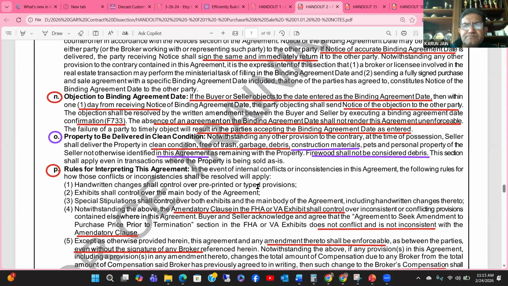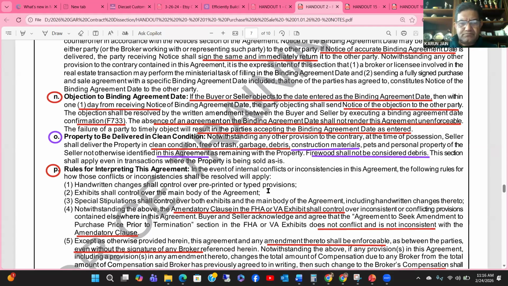What is the actual binding agreement date of the contract? It says the 24th filled in, but they didn't send it back. Notice of acceptance wasn't until the 25th. What's the actual binding agreement date? Type it in the chat. Yes, the actual binding agreement date is the 25th. The problem is, it says it's the 24th. Y'all need to pay attention to this.